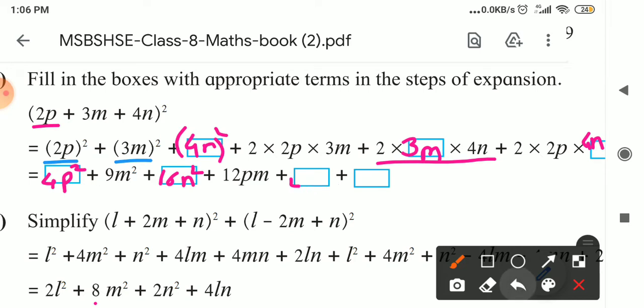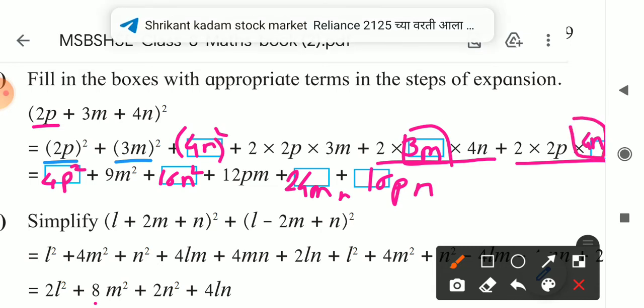What we have to write here? 24mn. Now do the multiplication of this. 2 2s are 4, 4 4s are 16, and p into n, pn. So here 16pn. In this way, if the activity comes in the exam, as the teacher told you in language classes, at the same places where the boxes are given, you have to draw the boxes for our answer.